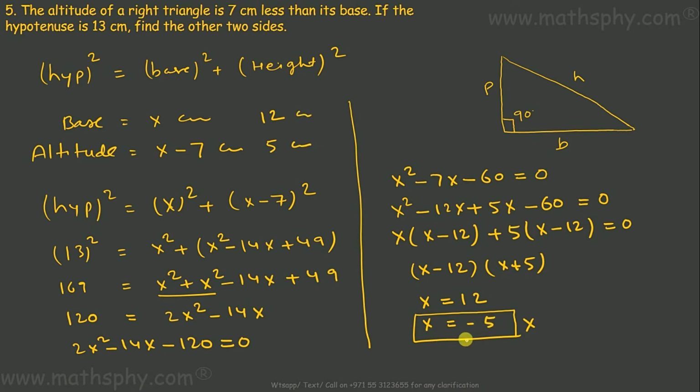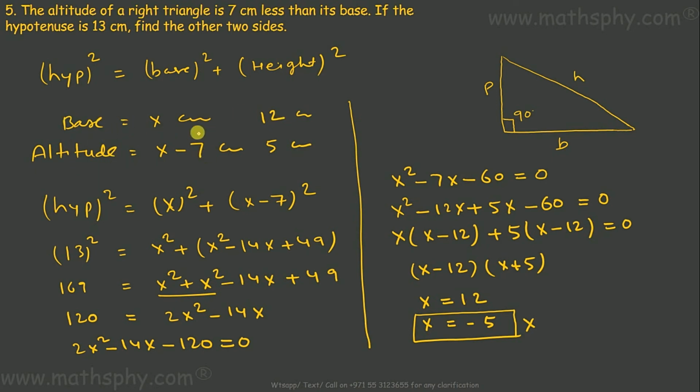x cannot be negative 5 here because we are talking about the length of a right angle triangle, where none of the lengths can be negative. It has to be positive. So x cannot be negative 5 here. x has to be plus 12. x is the base, which is 12.